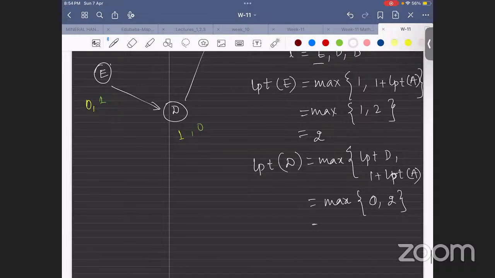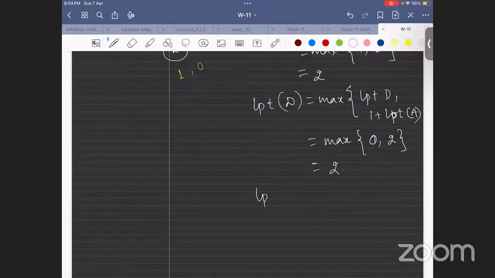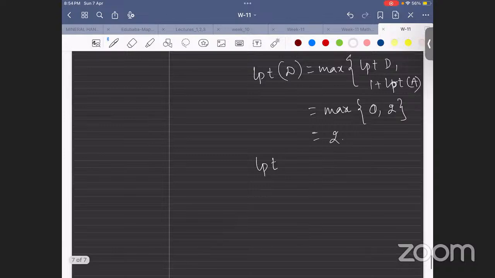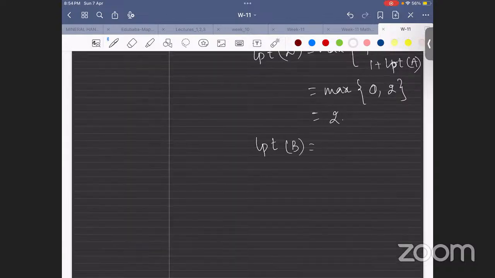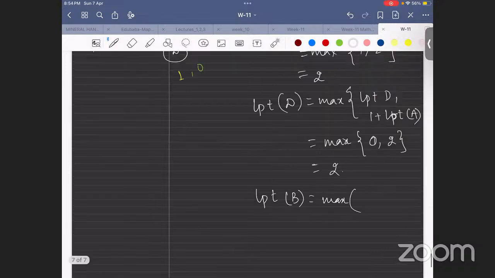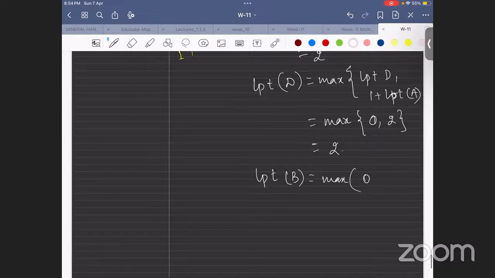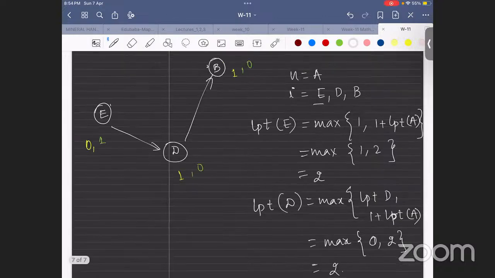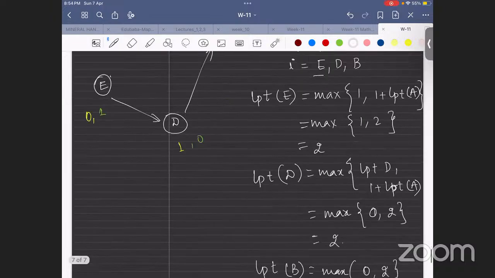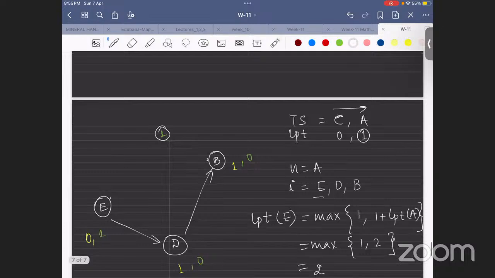Similarly, you'll calculate the longest path to the remaining vertex, B. This is the maximum of, what should be the value? LPT for B is what? 0, 2. So you'll be having 2. Okay, so now we are done with this step. What is the next step that we'll be doing? Now we have updated the value of longest path for each of the cases, correct? And now we'll be searching for those vertices where the in degree is 0.